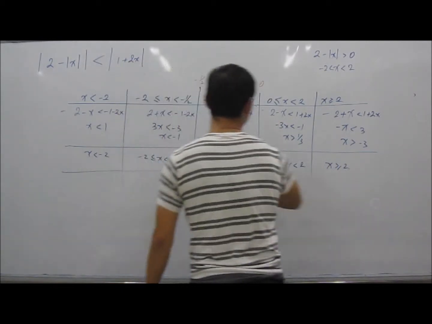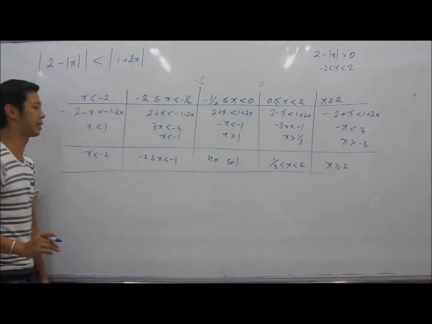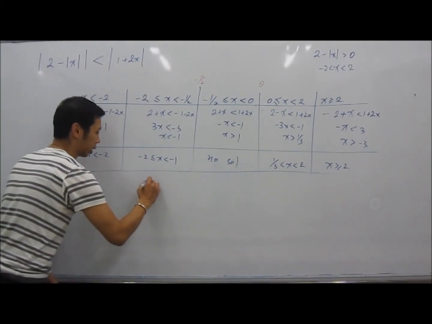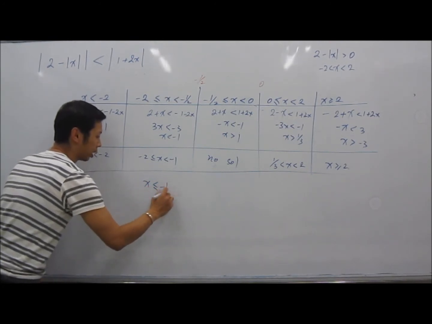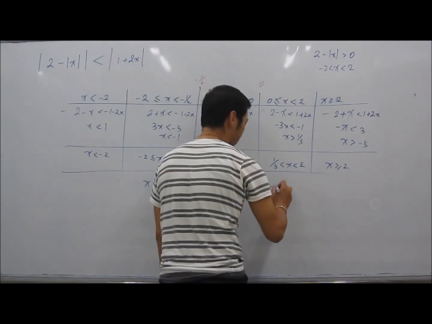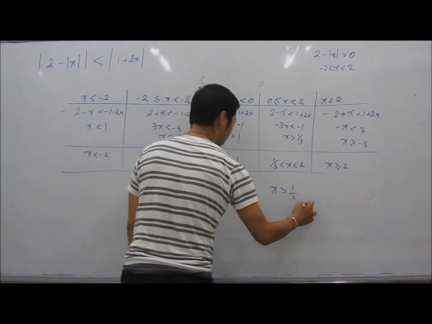After that, we have these 5 cases. And for these 5 cases, we accept all of them for the solution. But these 2 terms can make up x is more than negative 1. And these 2 terms can make up x is greater than 1/3. So our solution is here.